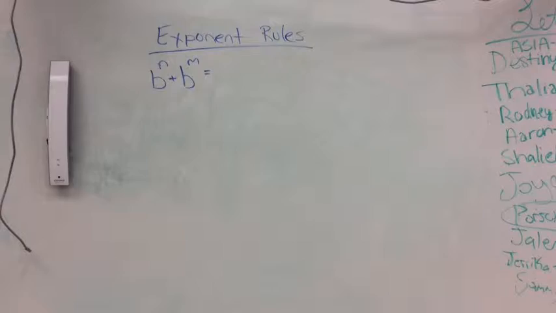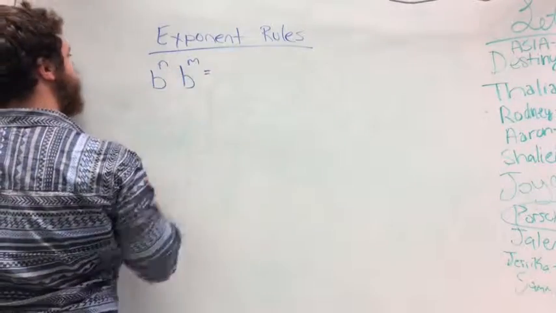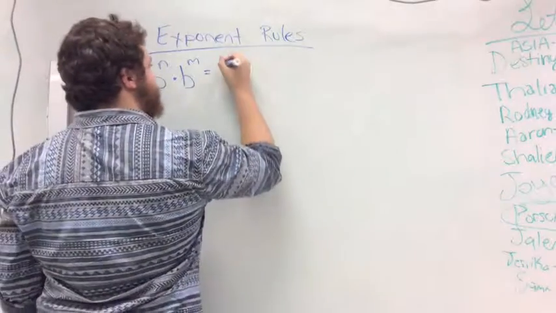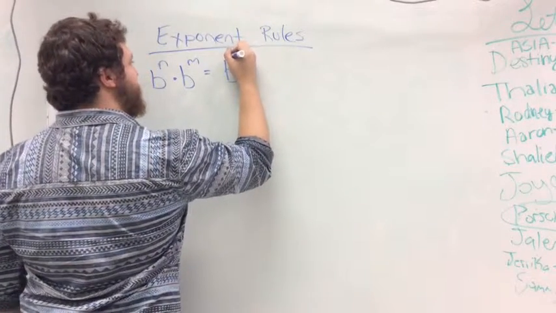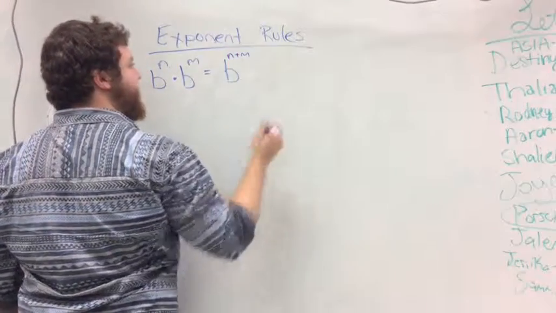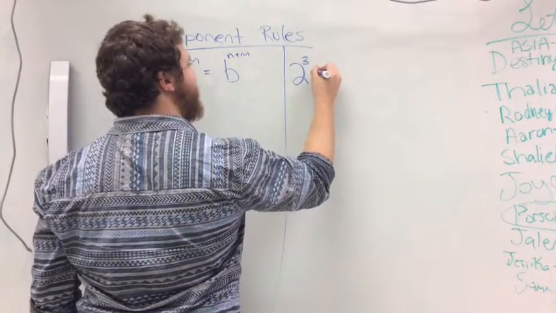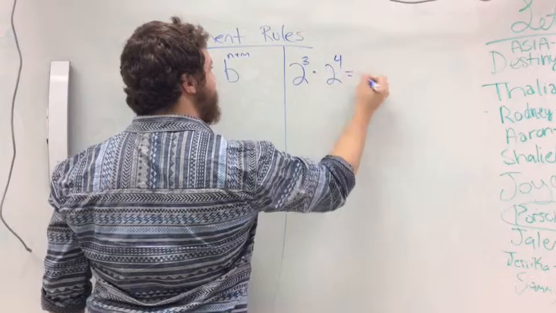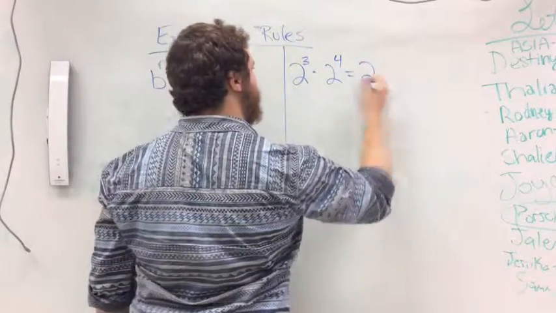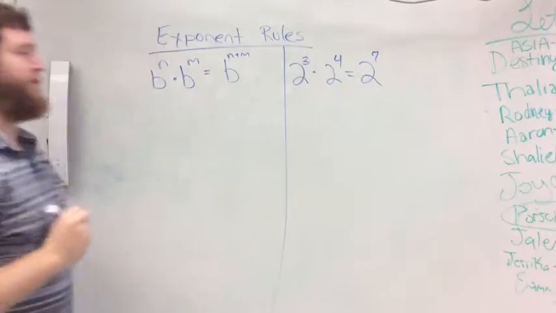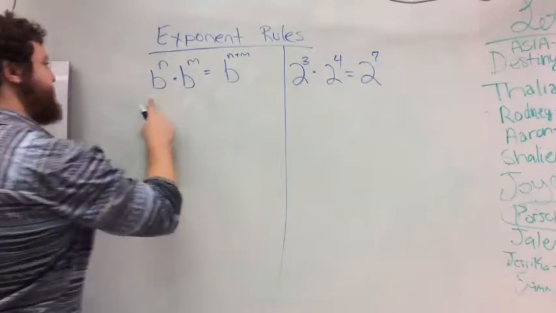So in other words, if you have the same base, both of these have b's, then you add the exponents: b to the n plus m. Here's your example. We're going to use 2 to the third times 2 to the fourth equals what? What do I do with my exponents? I add them: 2 to the 7th. So that's what happens when you multiply.